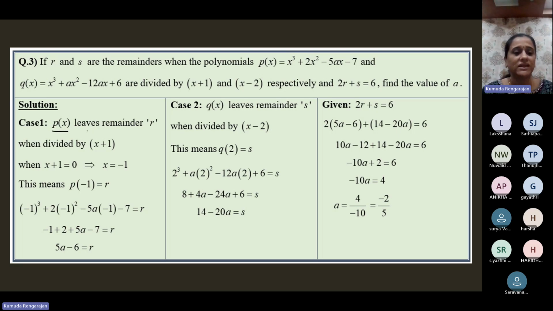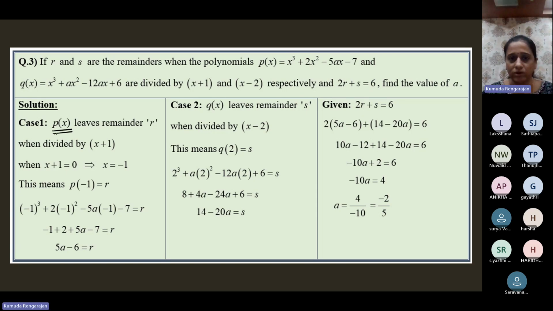See here. So p of x leaves remainder r when divided by x plus 1. So equate x plus 1 to 0. We have x is equal to minus 1. Now this is p of x, no? So p of minus 1 is equal to the remainder. What is the remainder? R. So this is the equation.